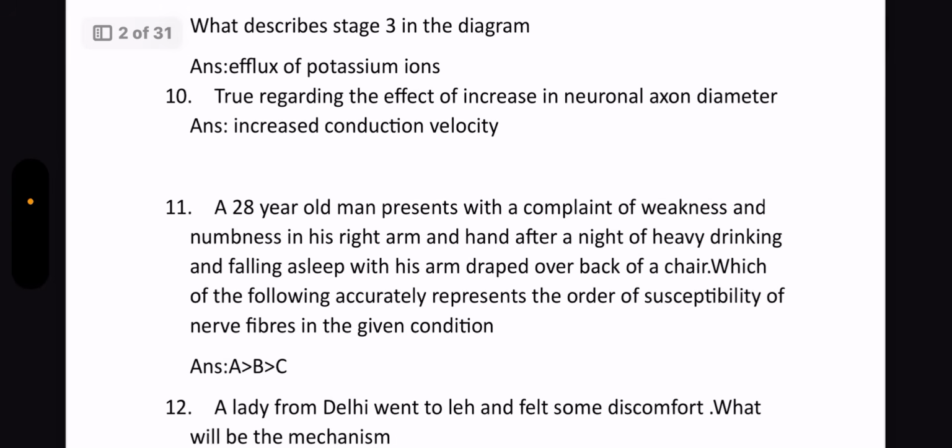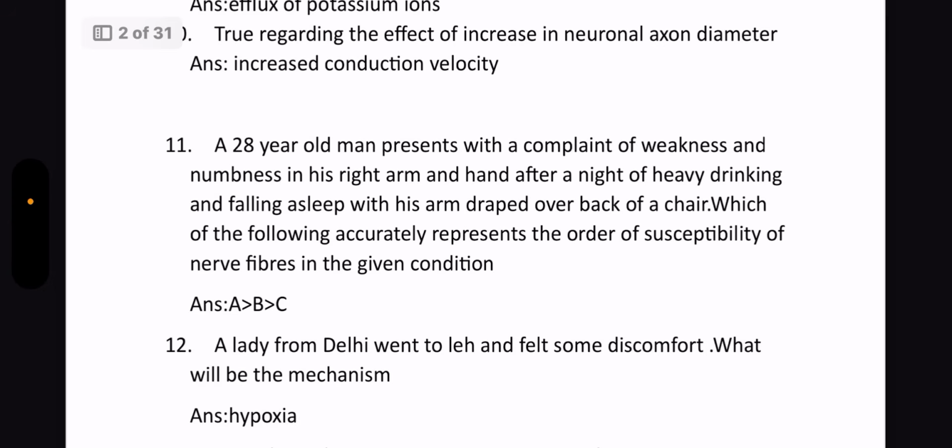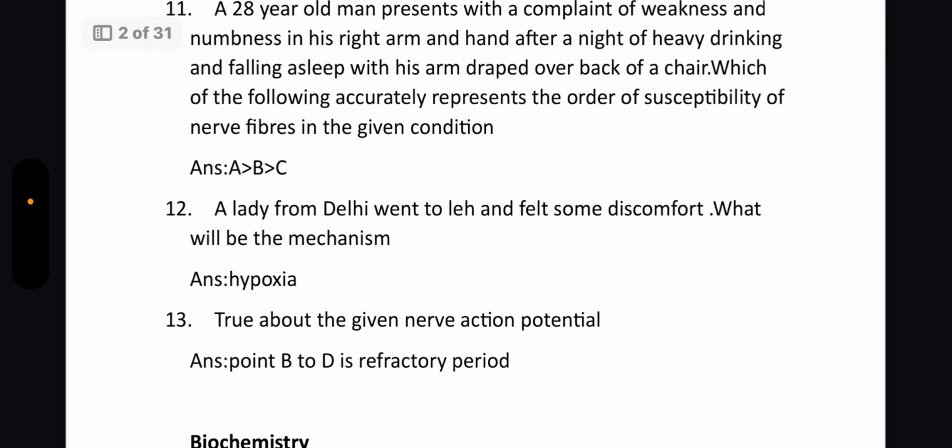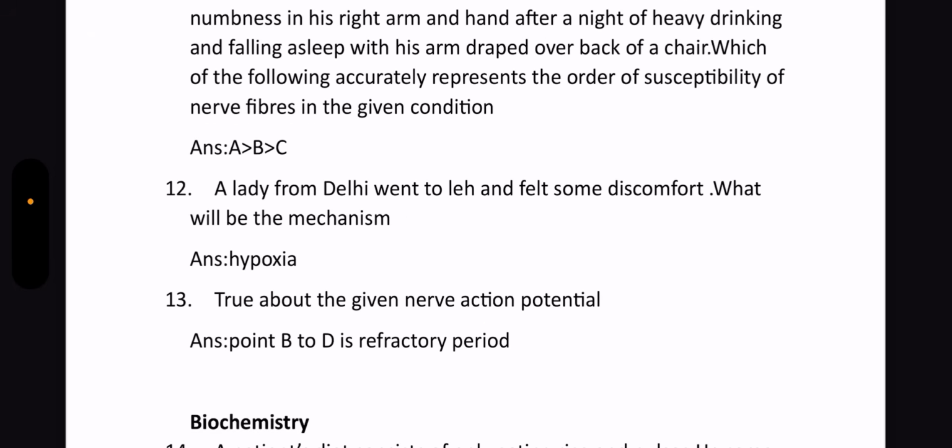What describes stage 3 in the diagram? Efflux of potassium ions. Next, true regarding the effect of increase in neuronal axon diameter: increased conduction velocity. Next, a 22-year-old man presents with complaints of weakness and numbness in his right arm and hand after a night of heavy drinking and falling asleep with his arm draped over the back of a chair. Which accurately describes the order of susceptibility of the nerve fibers in this condition? Answer is A fibers more than B fibers more than C fibers. So this mentions the susceptibility to pressure.